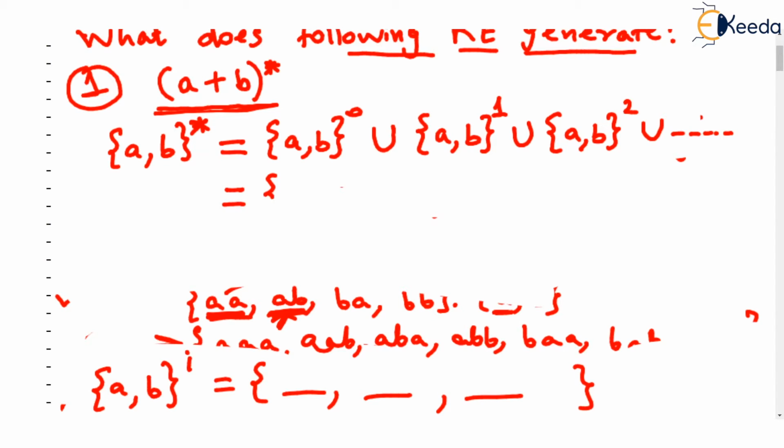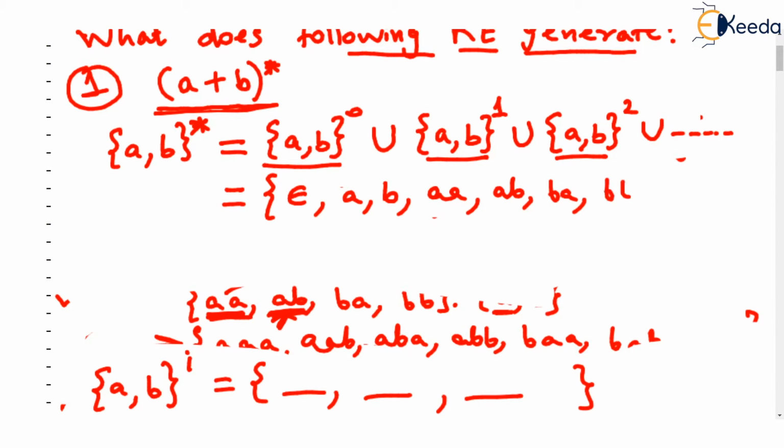The first set will be epsilon. The second one will contain A, B. The third one will contain all the strings of size 2, correct? Next one will contain all the strings of size 3 and so on. It will be an infinite set. This is (A+B) star.